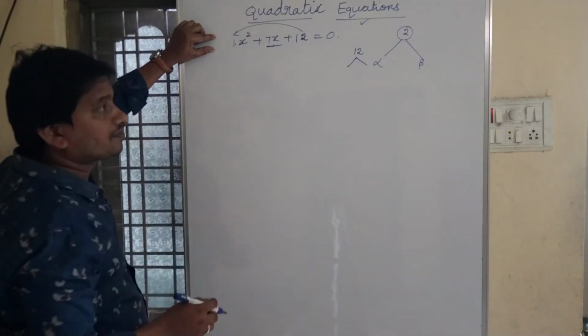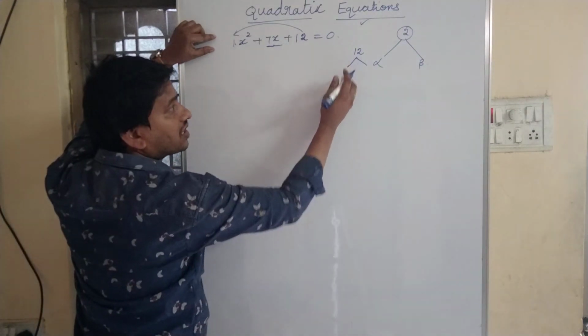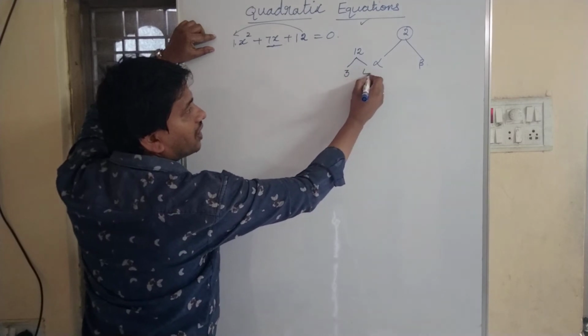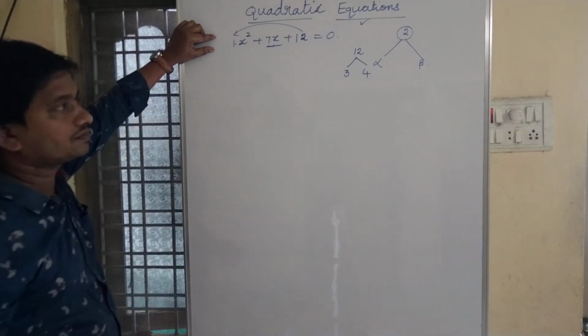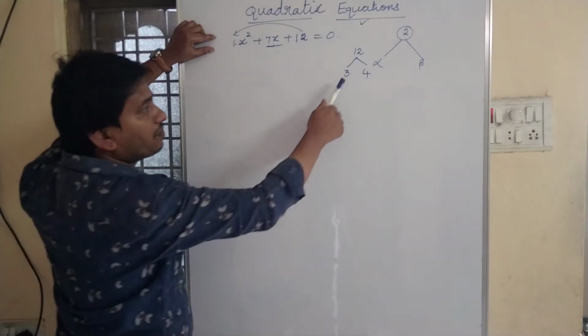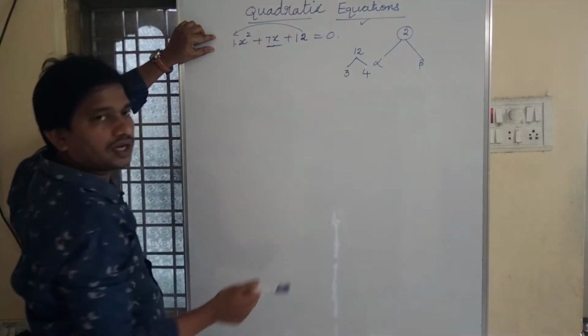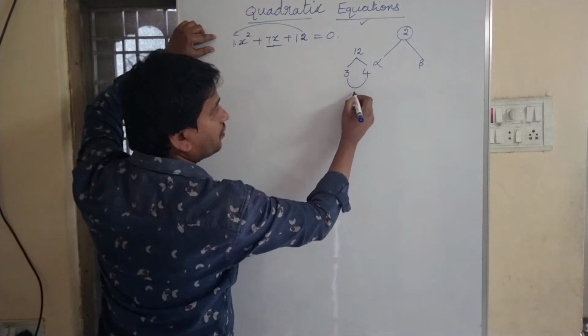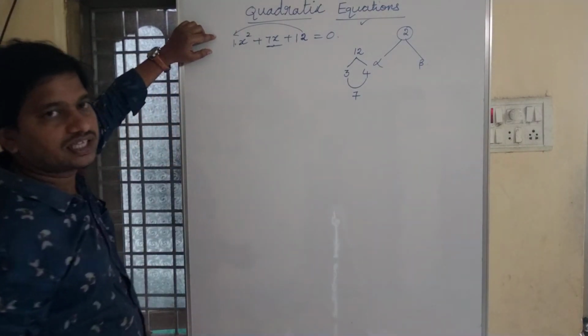Middle term is 7x. And what are the factors of 12? The factors of 12 are 3 and 4, since 3 times 4 is 12. Yes children, 3 times 4 is 12. If we multiply 3 into 4, you will get 12. And if I add 3 to 4, I will get 7, right?